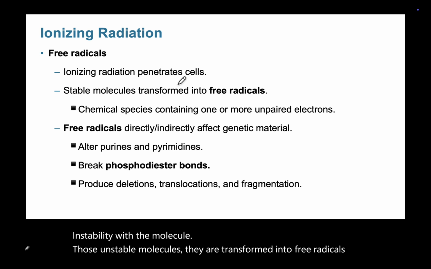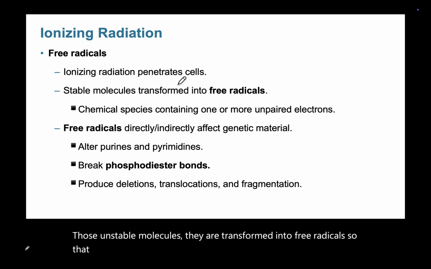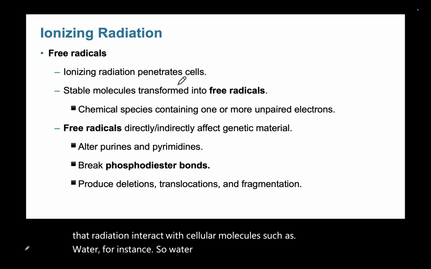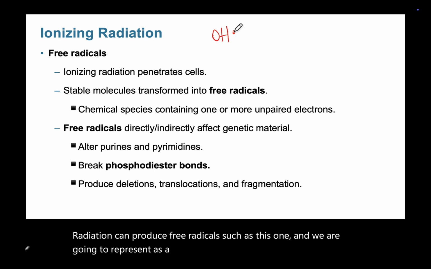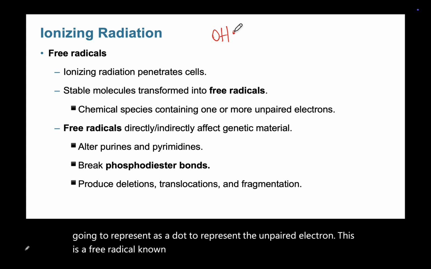Those unstable molecules are transformed into free radicals. So that radiation interacts with cellular molecules, such as water, for instance. Water, sometimes if it interacts with radiation, can produce free radicals, such as this one. And we are going to represent it as a dot to represent the unpaired electron. This is a free radical known as hydroxyl radical.